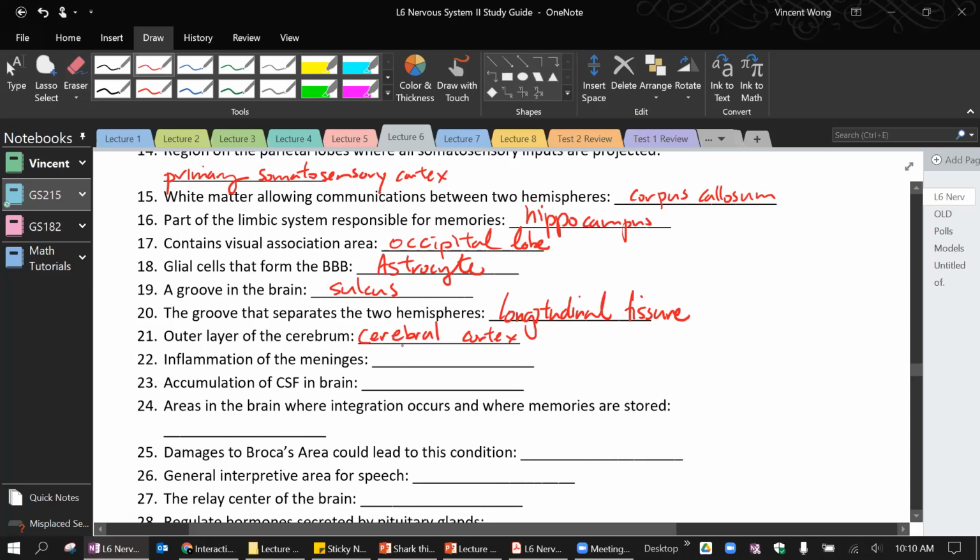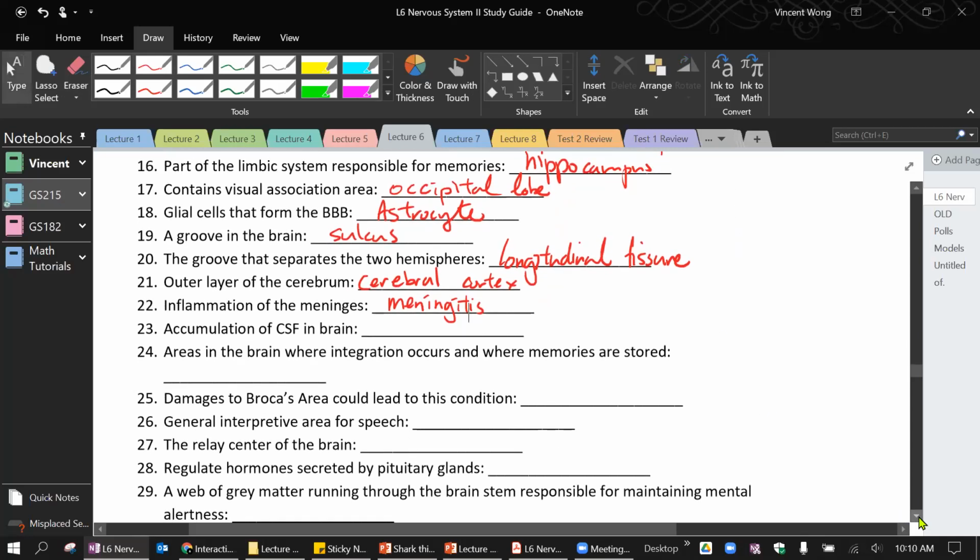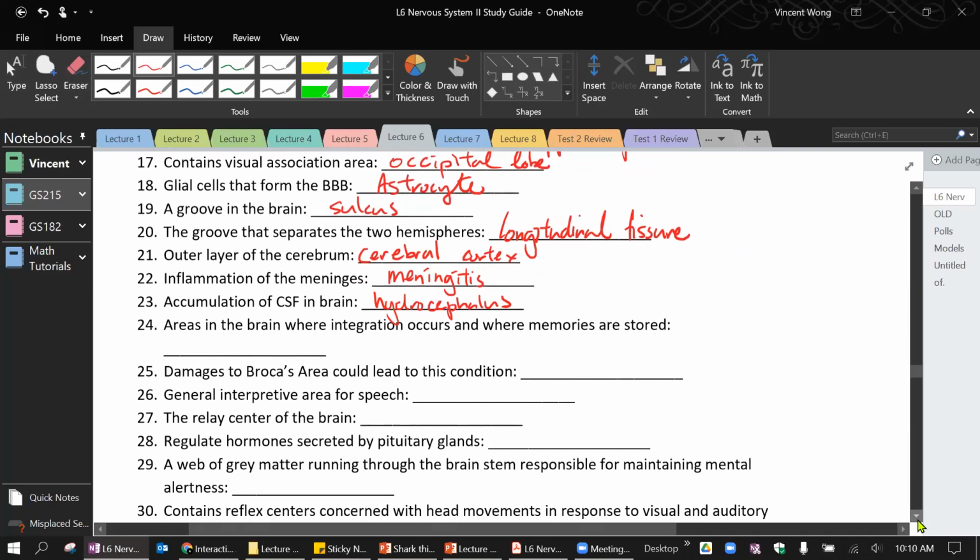Inflammation of the meninges can be caused by viral infection or bacterial infection, even fungus in some cases. We call that meningitis. And you can get vaccinated for that. Accumulation of CSF is the hydrocephalus. Water in the brain, that's what it means, right? Cephalus is the brain, hydro, water.